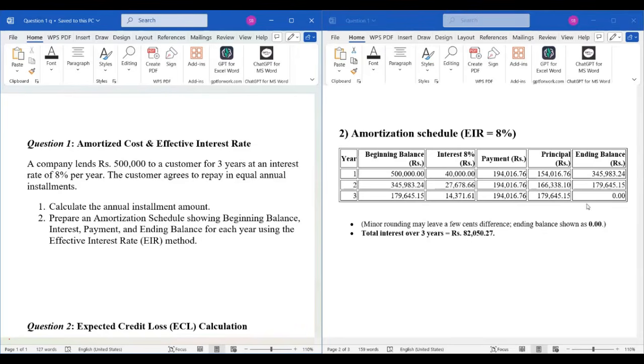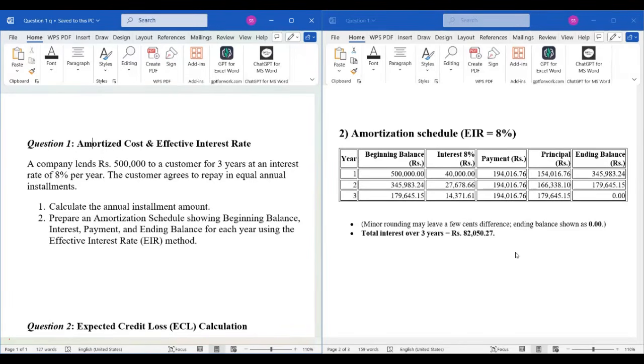So you have to be very careful when you round off these figures. Sometimes if you round off to 3 digits, the balances would differ.